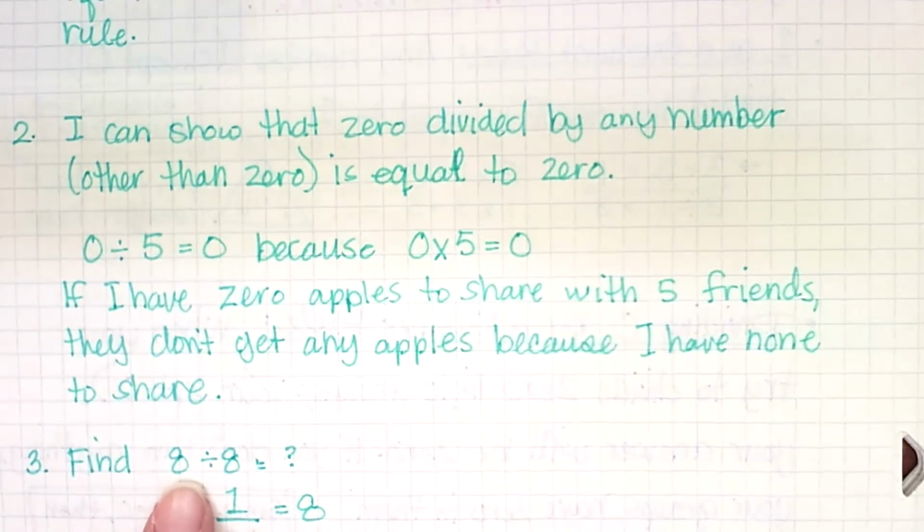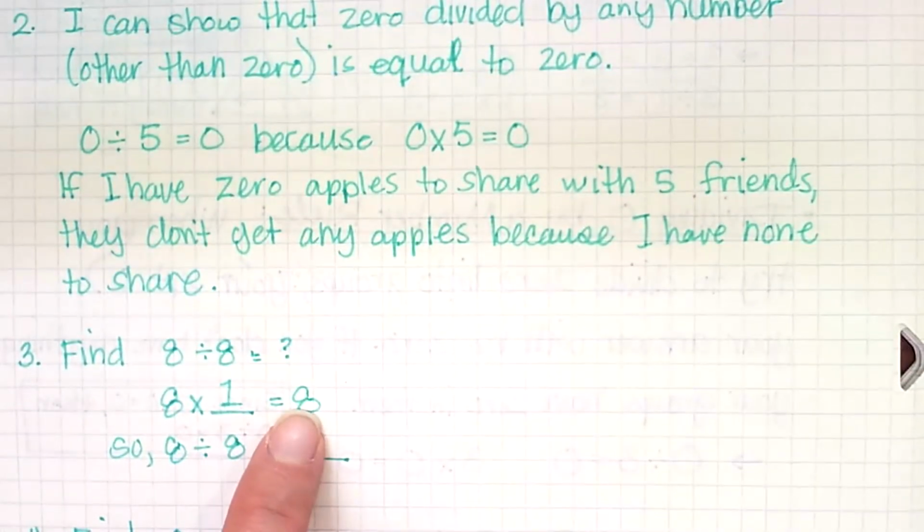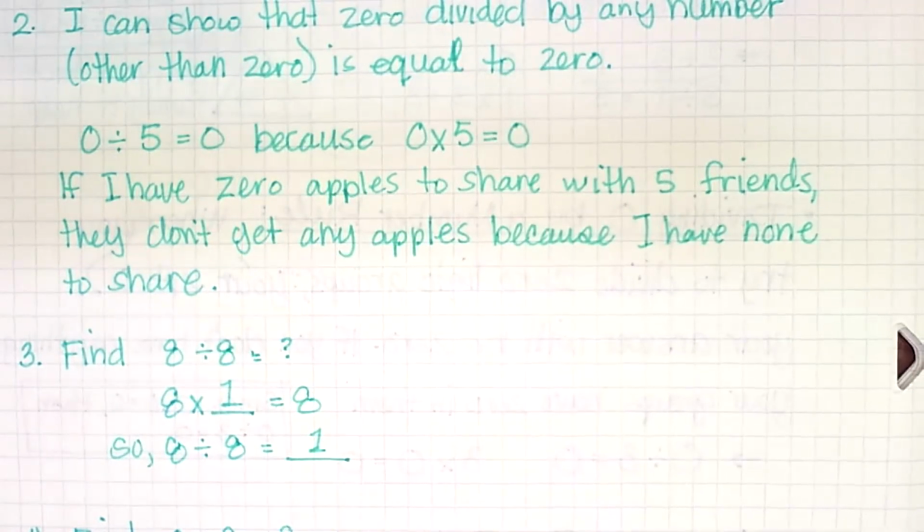For this next part, we need to find 8 divided by 8 equals a number. So we need to stop and think. 8 times what number equals 8? I know that 8 times 1 equals 8, so that means 8 divided by 8 equals 1. And that follows our 1 as a quotient rule.